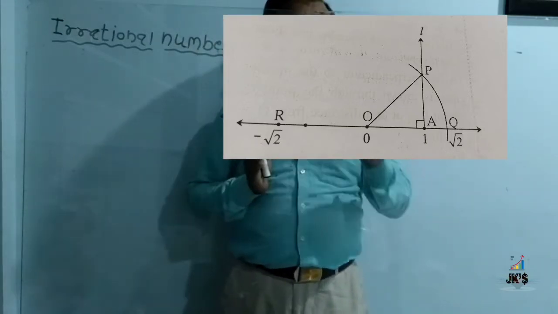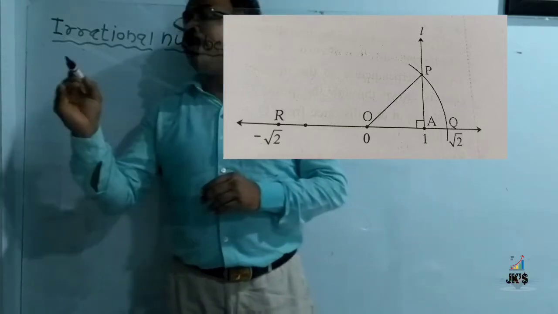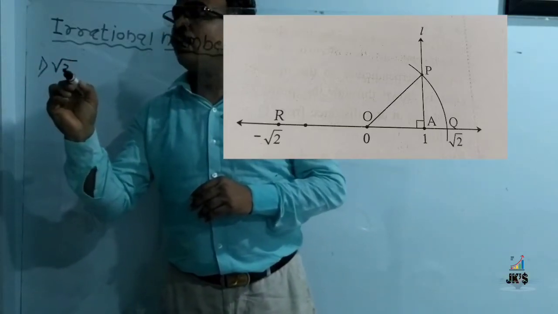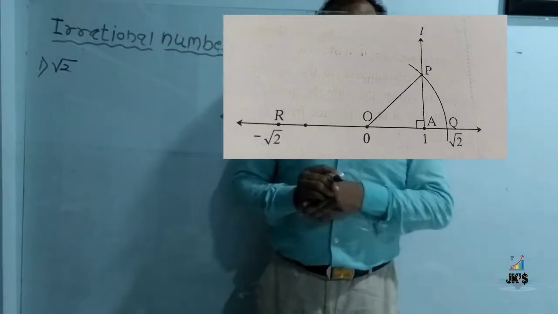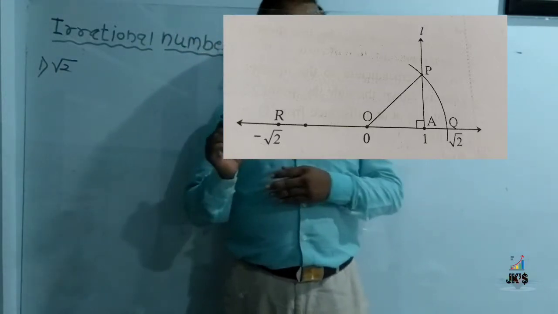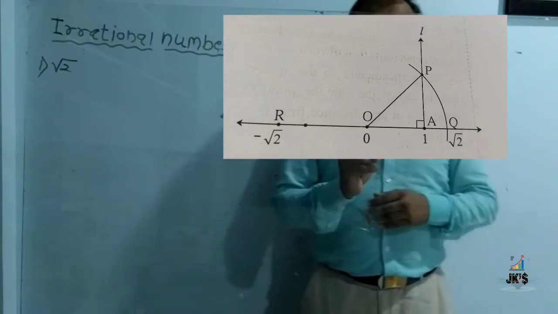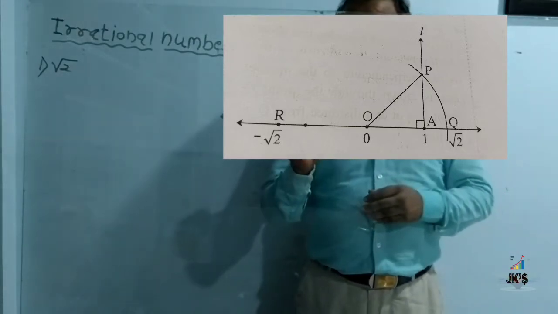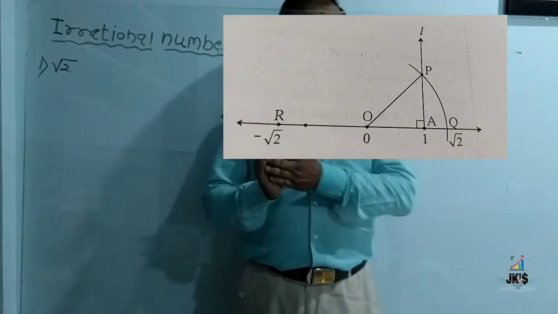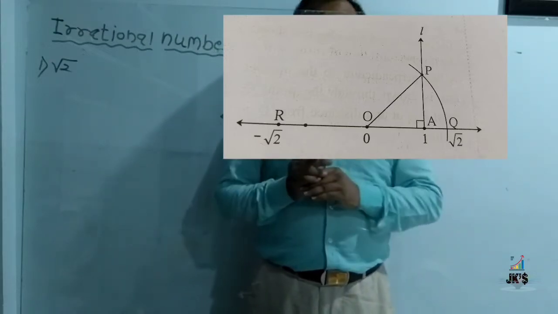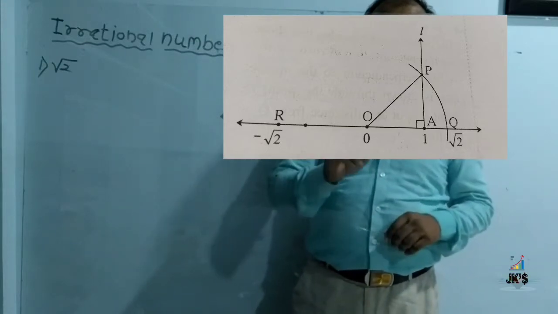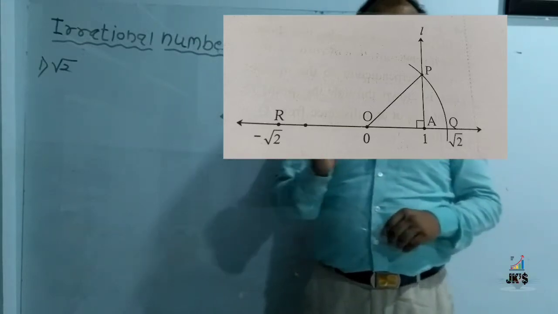For this we take the first example, that is root 2. How can we show root 2 on the number line? Suppose we take a number line, where the point O represents 0, with minus 1 and 1. We draw a perpendicular line L at 1 to the given number line. Suppose that point is A.